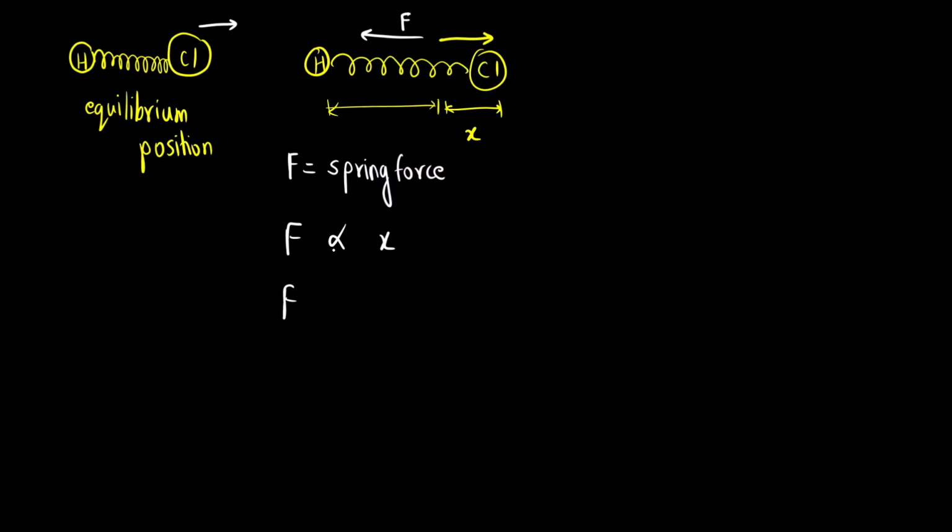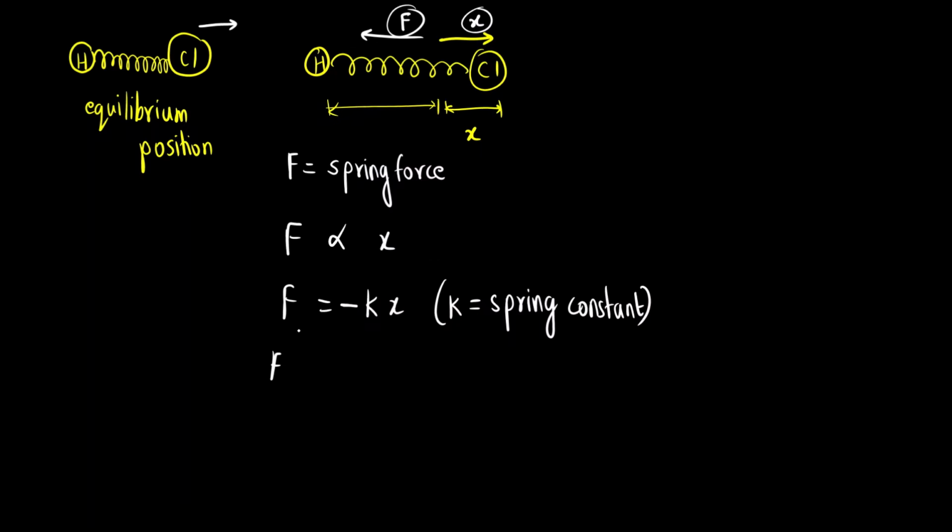Now if I want to remove this proportionality sign, I will add a constant called k. K is called the spring constant. And now you can see that the direction of displacement and the force are opposite in direction, so I will add a negative sign. What does the negative sign indicate? That both the directions are opposite. So this is the equation for Hooke's law: F is equal to minus kx.